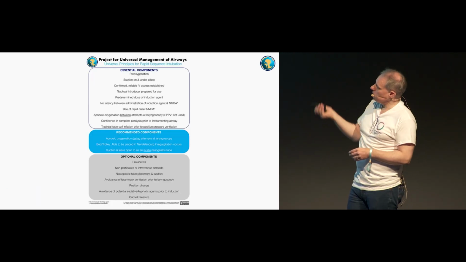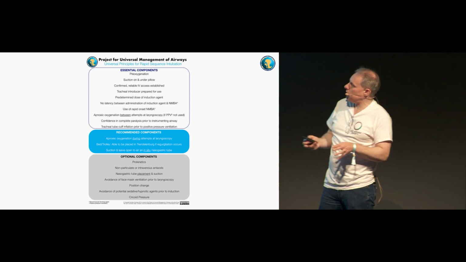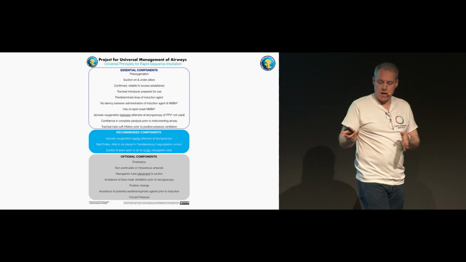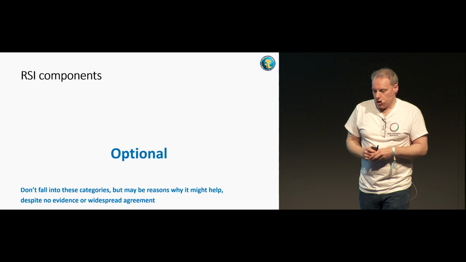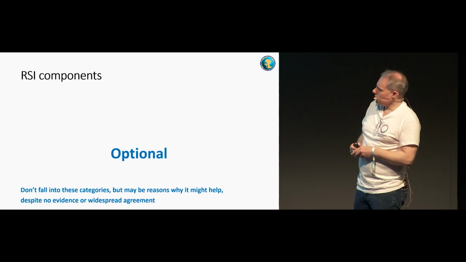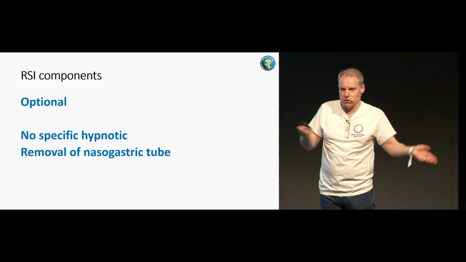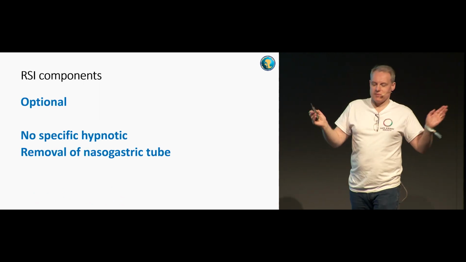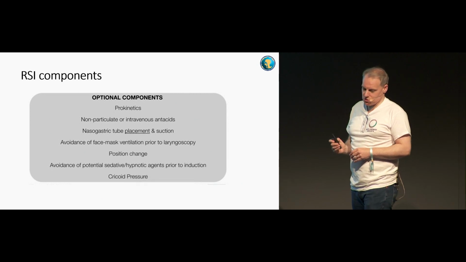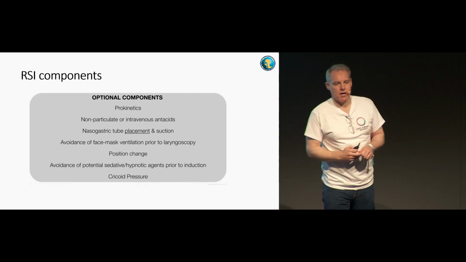These are the parts of what we say a rapid sequence induction is and how they fit in. Optional, first of all, well, what goes in that? What might be included in that? Well, no specific hypnotic, use whatever you want. Removal of nasogastric tubes, but of course everyone wants to talk about cricoid pressure.